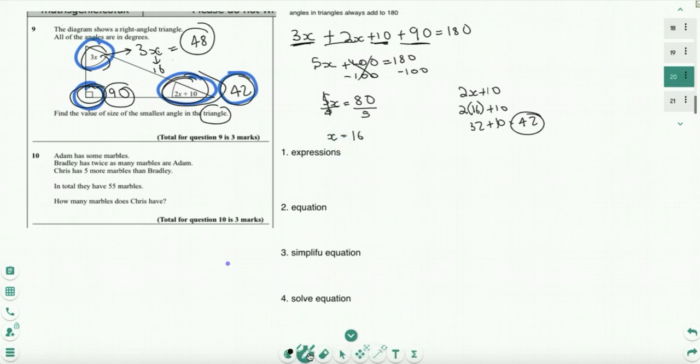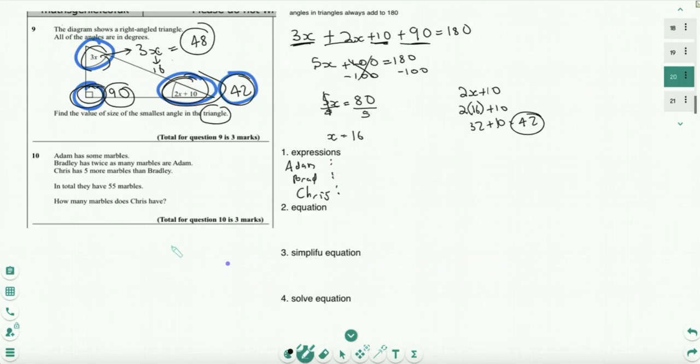Adam has some marbles. Bradley has twice as many marbles as Adam. Chris has 5 more marbles than Bradley. In total, they have 55 marbles. Okay, so for our expression phase, we have 3 people. We have Adam, Brad, and Chris.